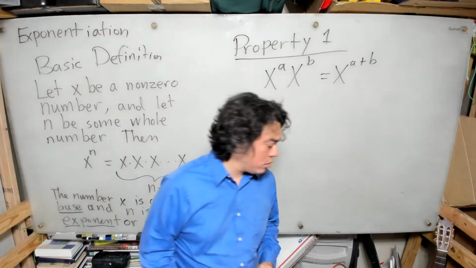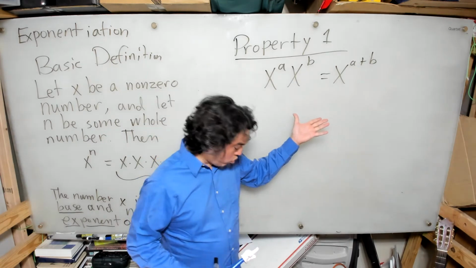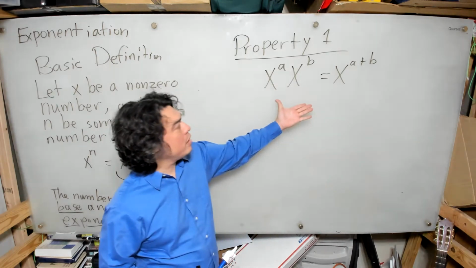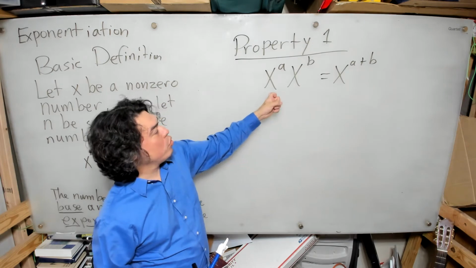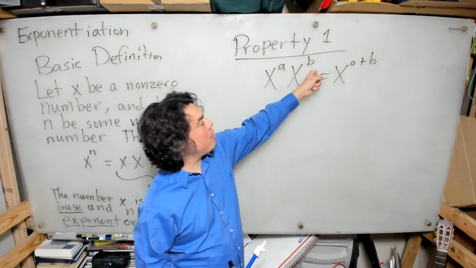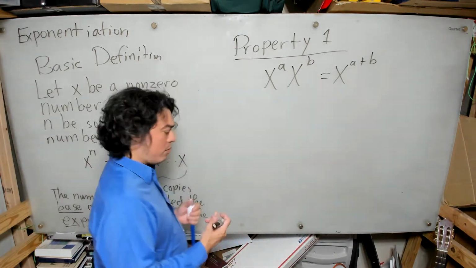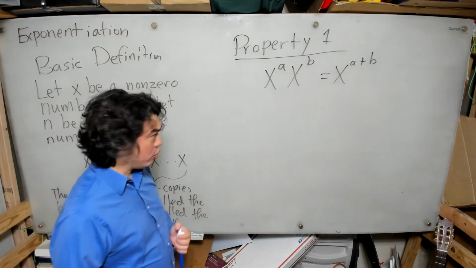Hello. So now with respect to exponentiation, I want to show you one important property that we're going to use a lot here. We know that x raised to the a power times x raised to the b power is equal to x to the a plus b power. The first thing I'm going to do is show you how we would use this.